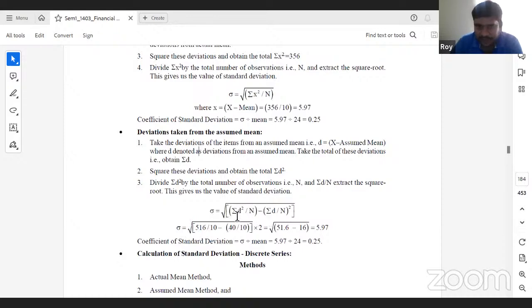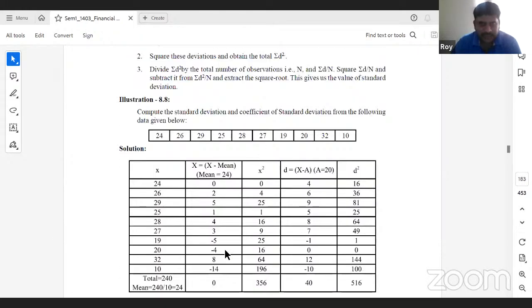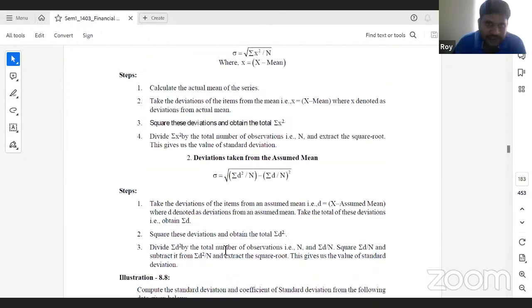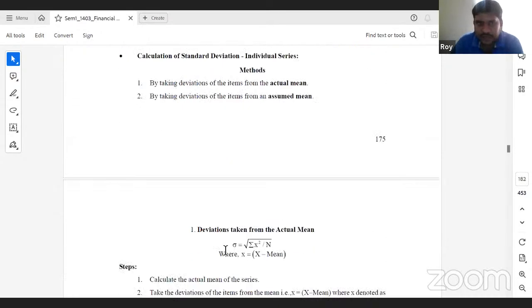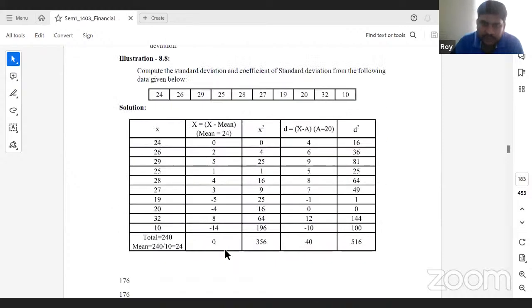Finally, we apply this formula in that, and you will get this standard deviation. Coefficient of standard deviation, anyway, sigma divided by mean is equal to 0.25. Okay. Let me again repeat this quickly. See, this is a very important sum. If they give you this, you need to solve in that way.